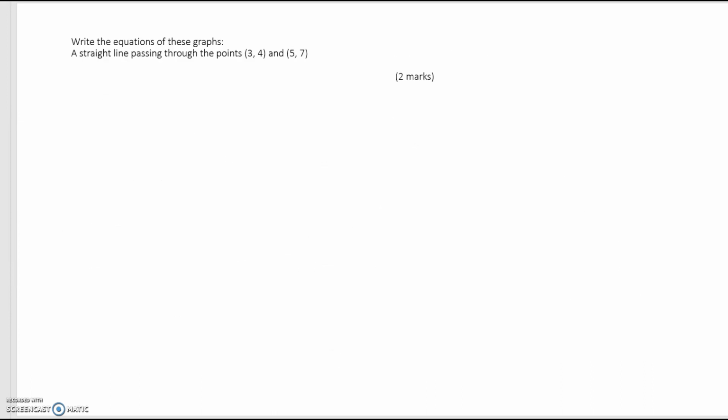To write an equation through 2 points, you can just use any rule you like. Well, not strictly speaking any rule you like, but you need to find the slope. The slope would be 7 minus 4 over 5 minus 3, which gives you 3 over 2. Then put in one of the points, either the first one or the second one.